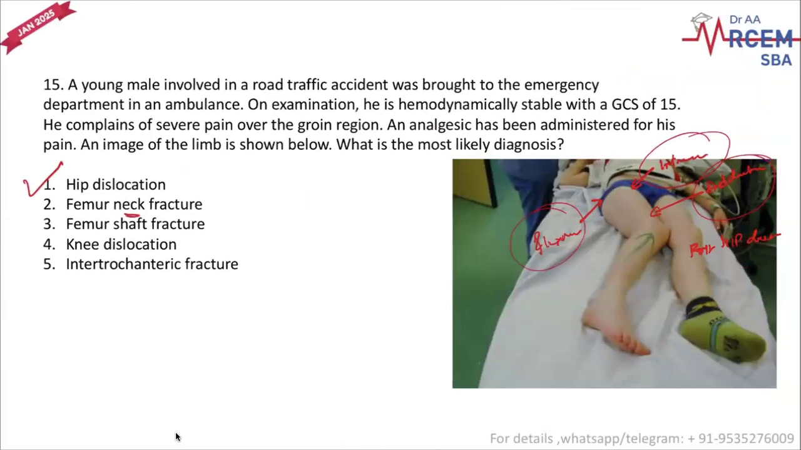What about femur neck fracture? In a femur neck fracture, usually the limb is externally rotated, not internally, and the limb will be shortened. What about femur shaft fracture? Whenever there is a shaft fracture, a deformity is seen in the thigh. Because of the displaced shaft fracture, usually deformity is seen. Sometimes there might be a pulsatile mass because of an active arterial bleed.